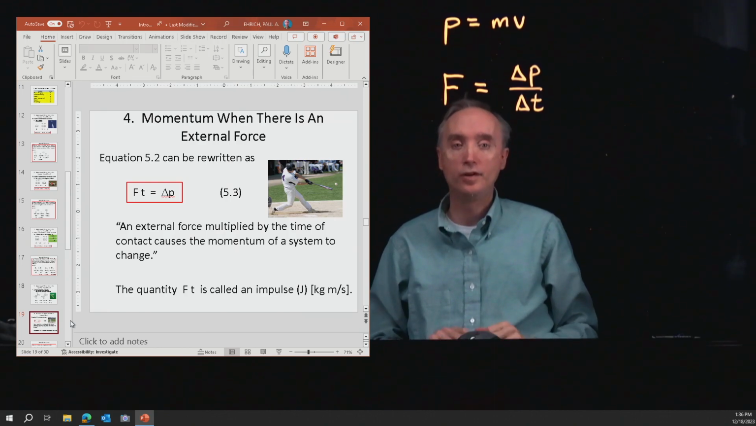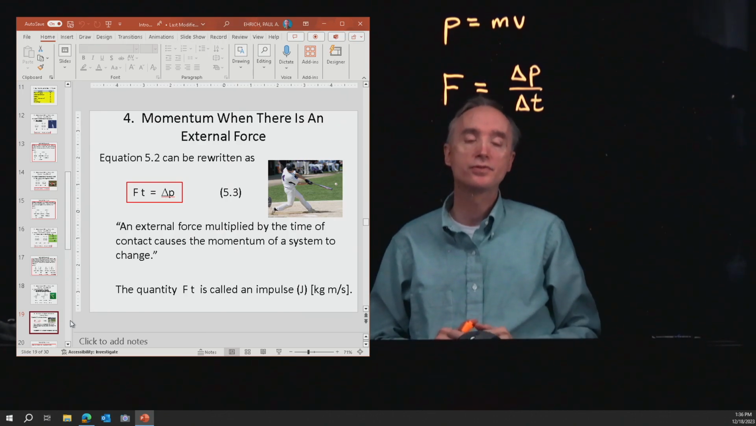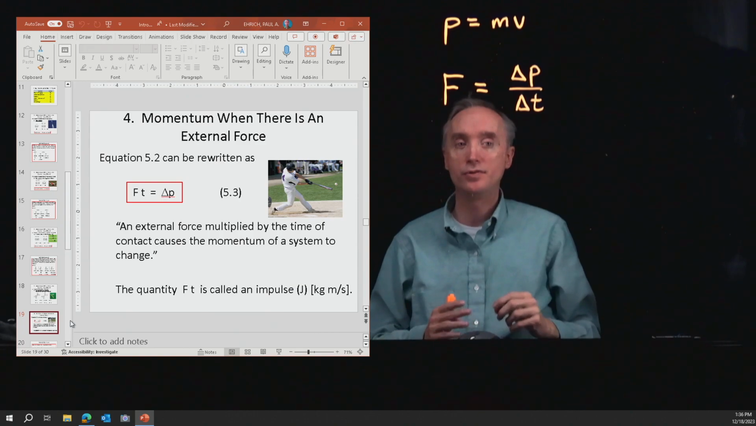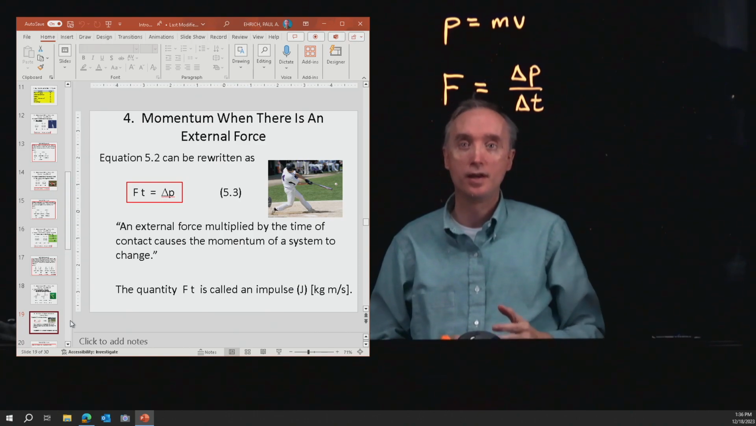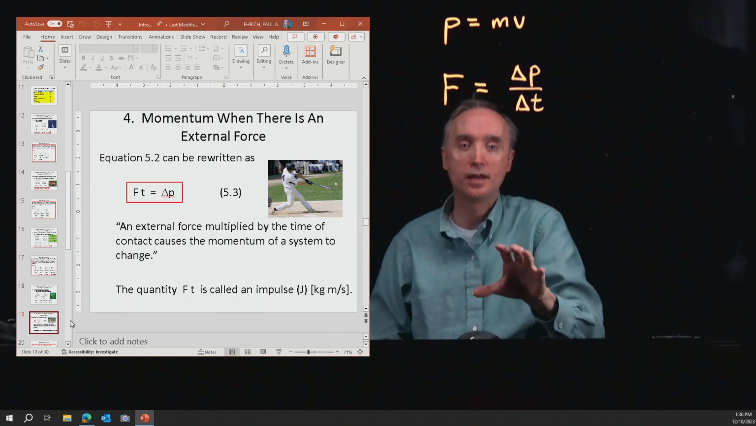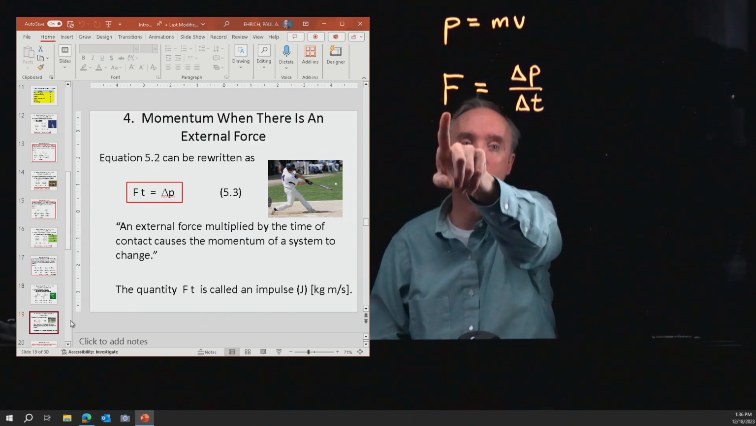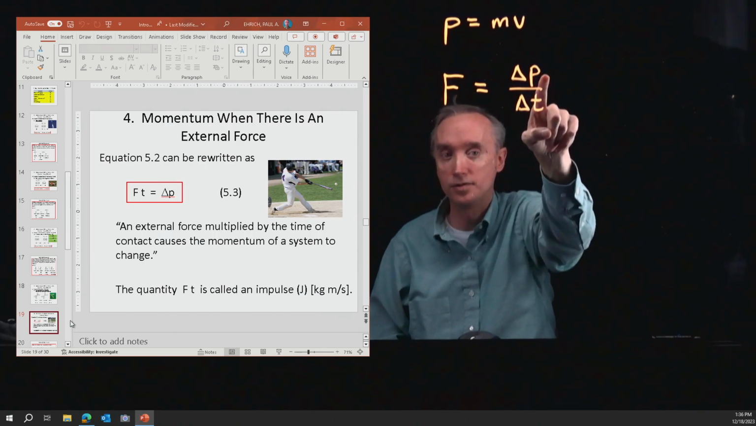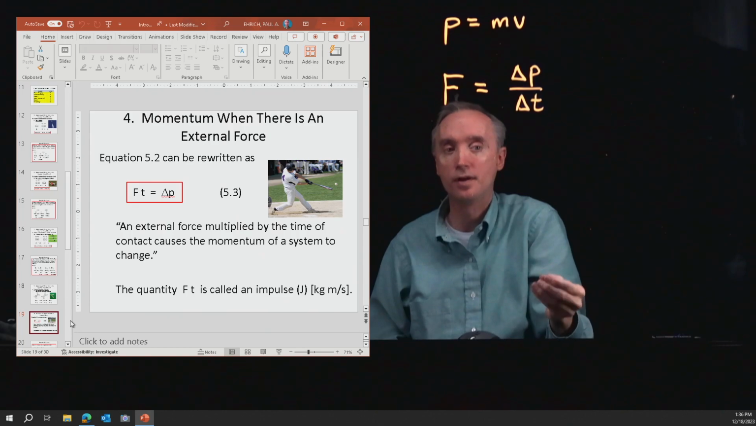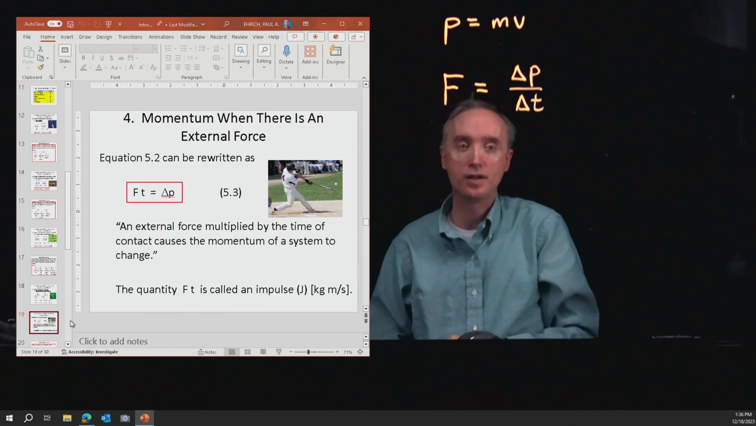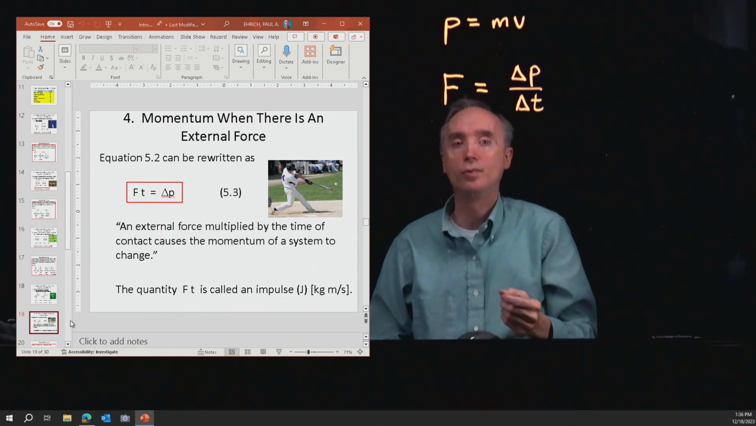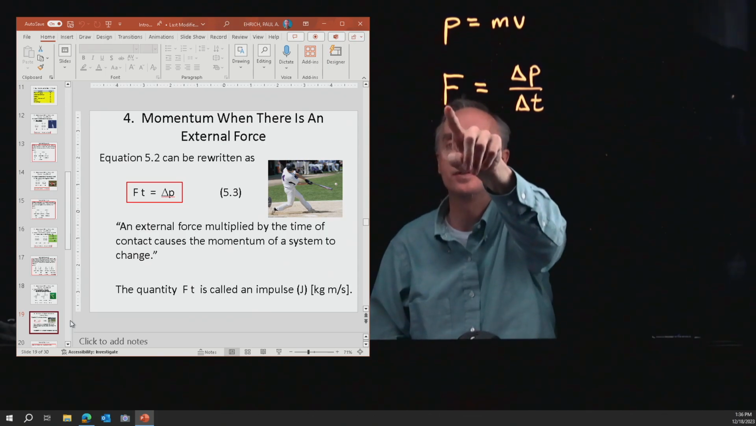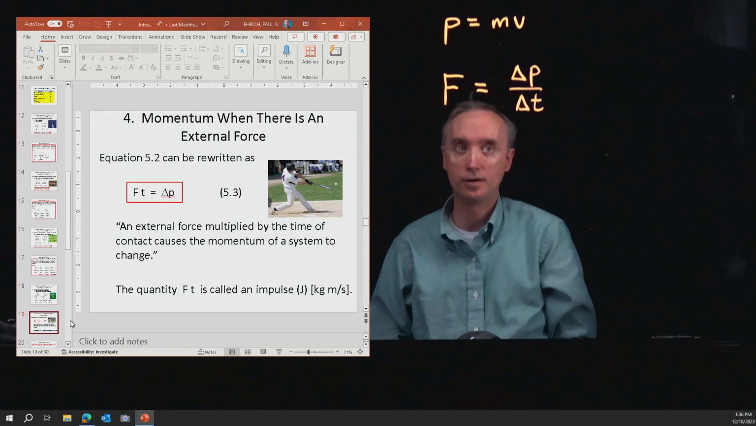Right, so far we've been talking about what happens to momentum when there is no external force. And so we've always been saying that F was equal to 0, and that means that delta P is equal to 0, so the momentum you begin with has to equal the momentum that you end with. Now what we want to do is talk about what happens if F is not equal to 0.